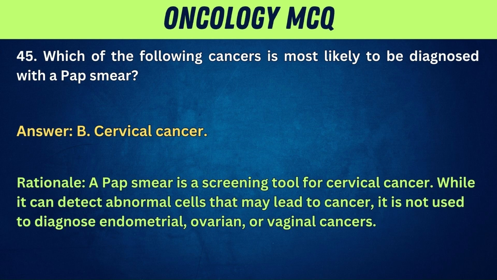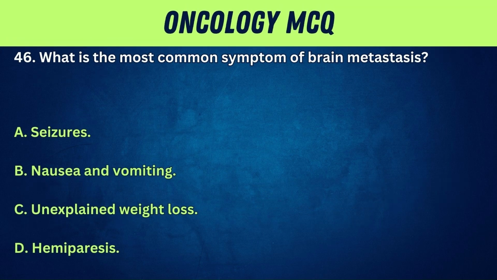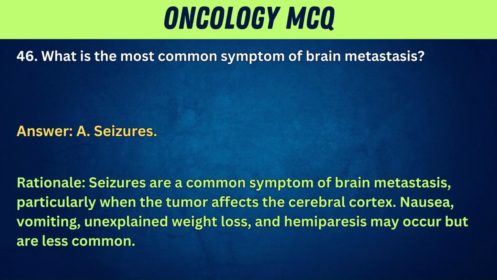vaginal cancers. 46. What is the most common symptom of brain metastasis? A. Seizures. B. Nausea and vomiting. C. Unexplained weight loss. D. Hemiparesis. Answer: A. Seizures. Rationale: seizures are a common symptom of brain metastasis, particularly when the tumor affects the cerebral cortex. Nausea, vomiting, unexplained weight loss, and hemiparesis may occur but are less common.